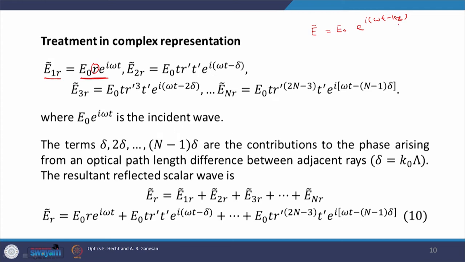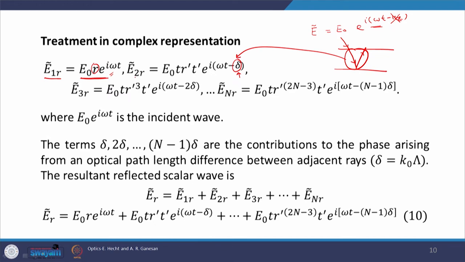Now, we have assumed that this phase part is not there for E1r. The reference is taken in such a way that only the time component is there in E1r, while E2r, the second reflected beam, traverses through the thickness of the film. It means it will accumulate some phase, and to take this phase into account, we have incorporated this phase term delta, which incorporates two traversals into the film. This is the film, the ray comes in, goes once into the film and then twice into the film. The two traversals are embedded in this phase delta.